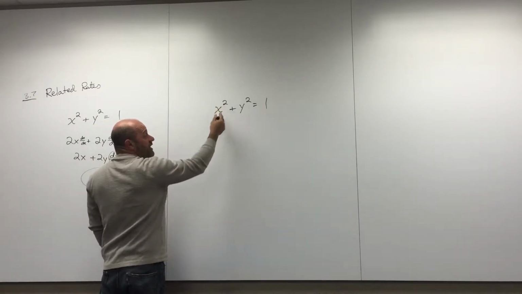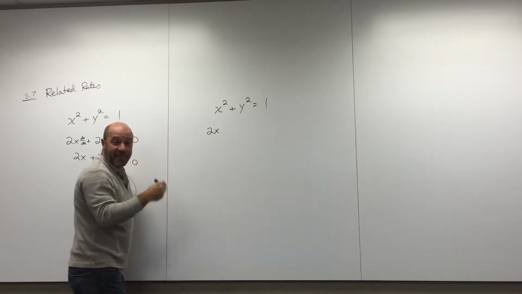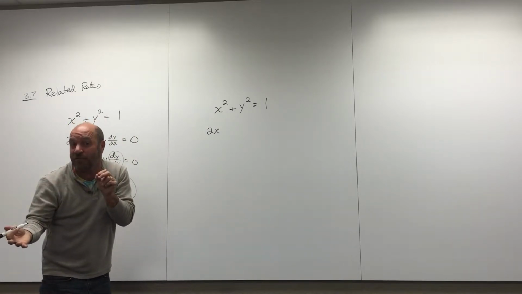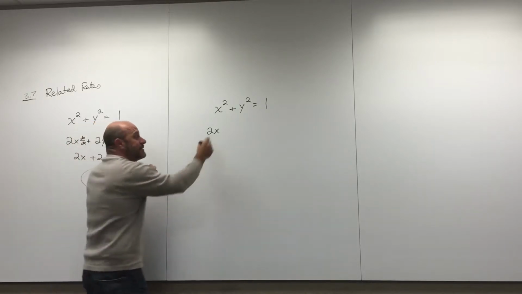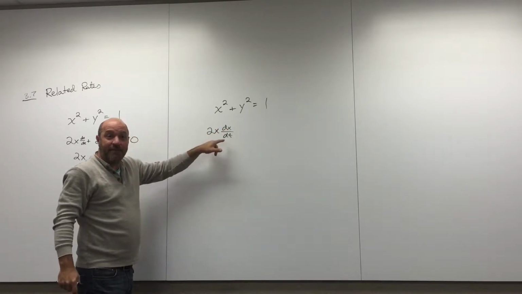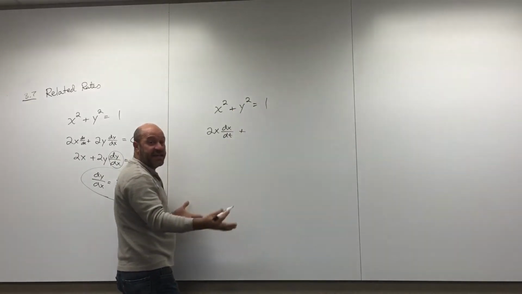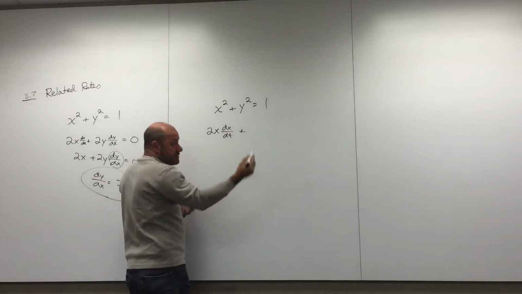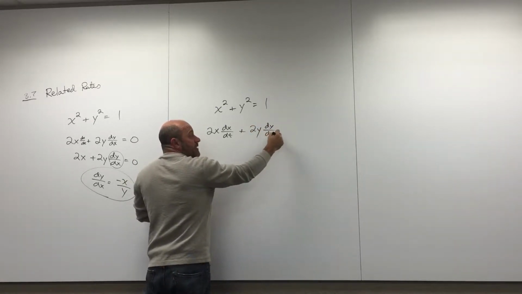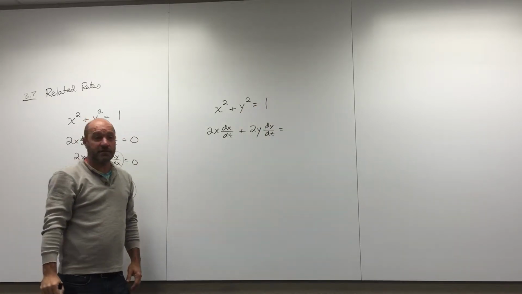So when I run into an x, how do I do the derivative? I do a 2x. But then I do the derivative of that variable x with respect to t. How do I say that? I write dx/dt, and that's the rate of change of x with respect to time. I needed that. I walk into the y term and take its derivative with respect to t. That's 2y dy/dt. I walk into the number 1 and take the derivative with respect to t, which is 0.